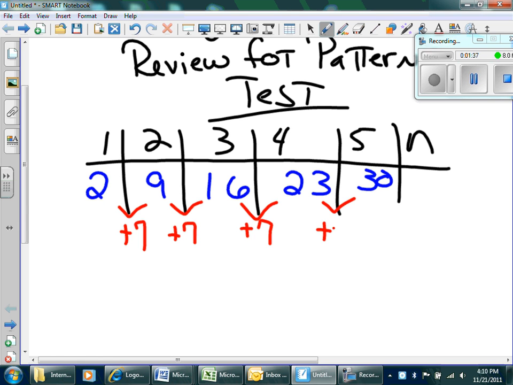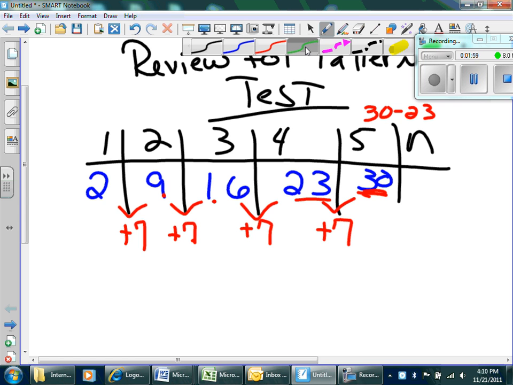By the way, if you're not sure how I got that, take 30 and subtract 23 from it. Not 23 minus 30, 30 minus 23. And you will get 7. 23 minus 16 is 7. 16 minus 9 is 7. So you could subtract to figure that out. All right, now in each case, I am adding 7 on the first difference. That means my answer will be something like 7n.